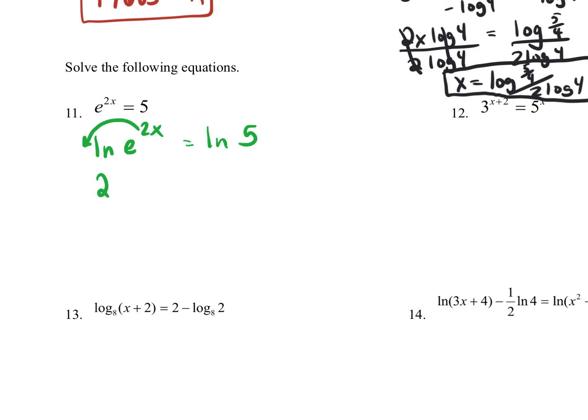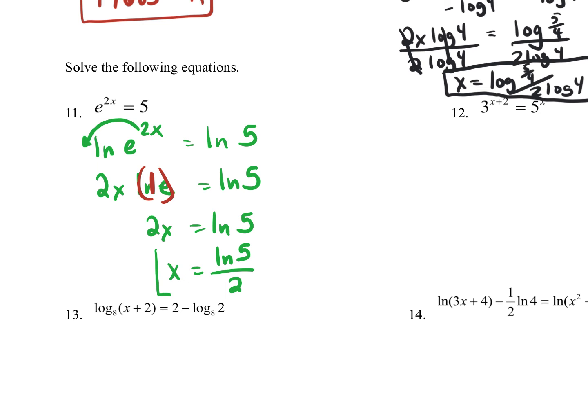So we bring that down, so we get 2x natural log of e equals natural log of 5. And the reason the natural log and e go so well together is this is just 1. So in the bigger scope of the problem, you just get 2x equals the natural log of 5. So then to solve it, I'll simply divide both sides by 2. Natural log of 5 divided by 2. That is my exact answer. And again, if I wanted the decimal on the test, you could certainly give it to me.